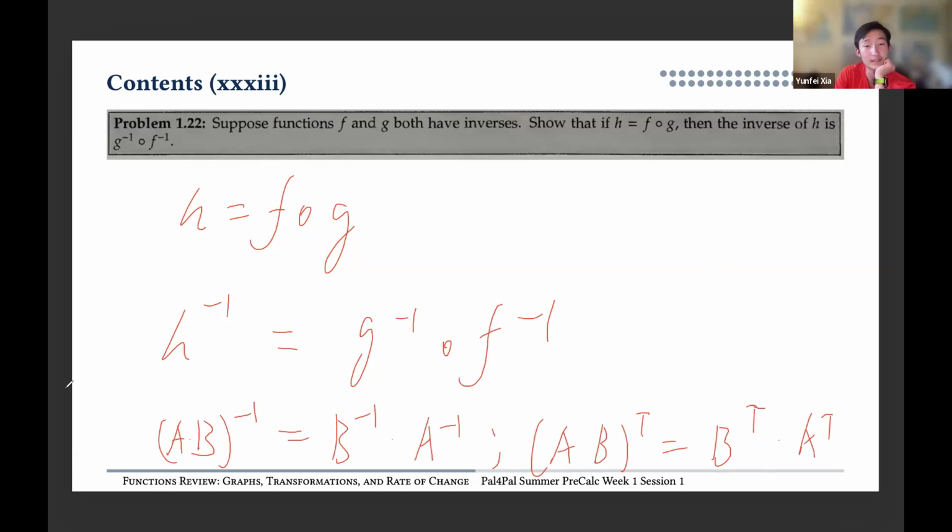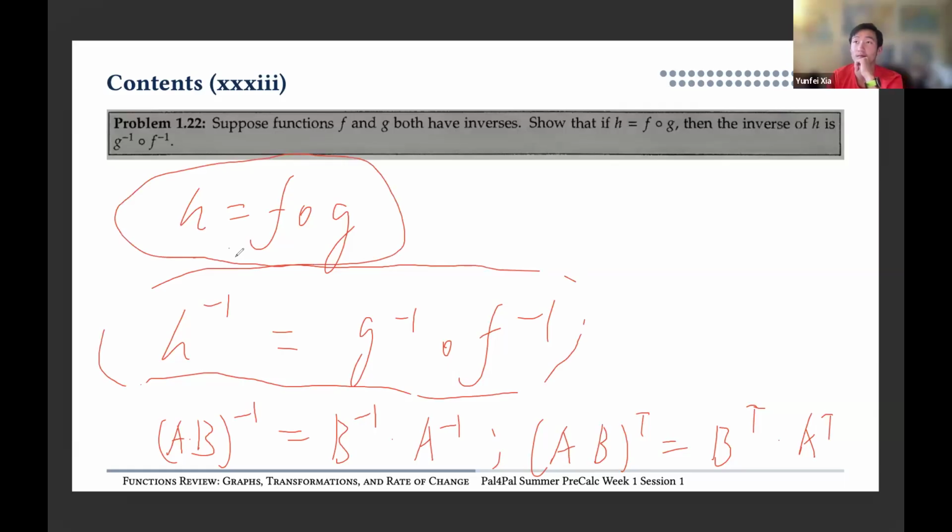Now think about it for a second: why is this true? It's not entirely obvious. Yoran, can you unmute yourself and talk about this? It's kind of hard reading.